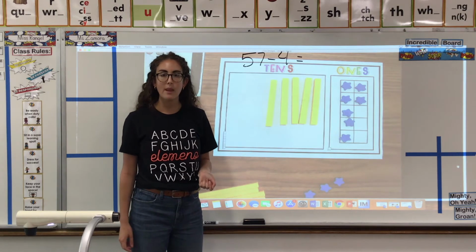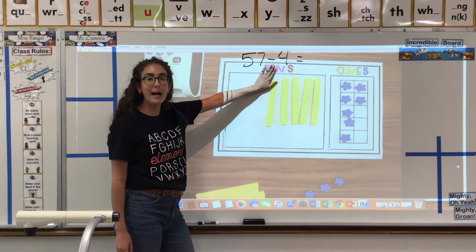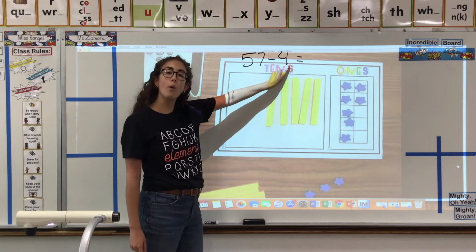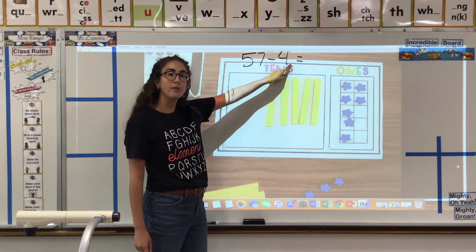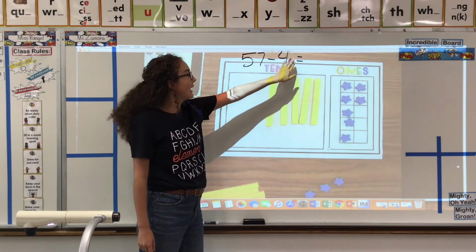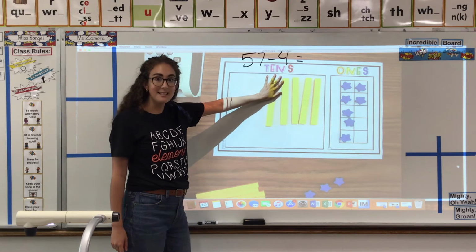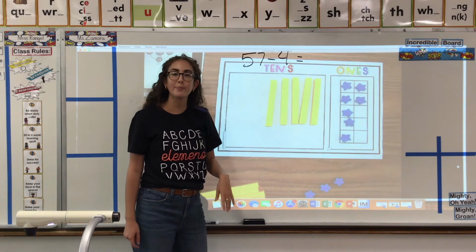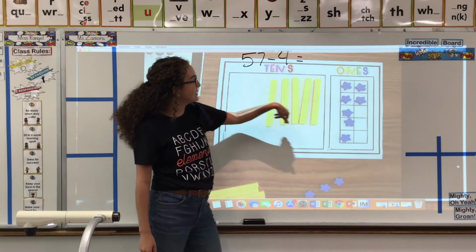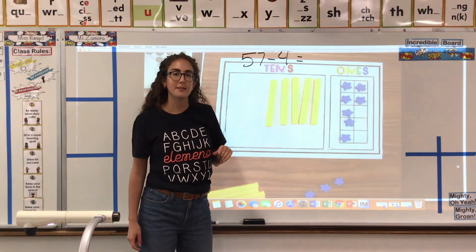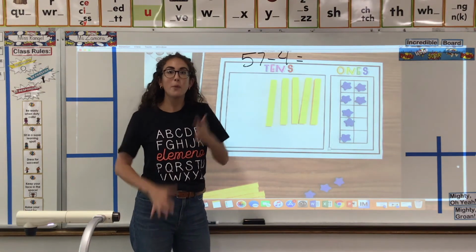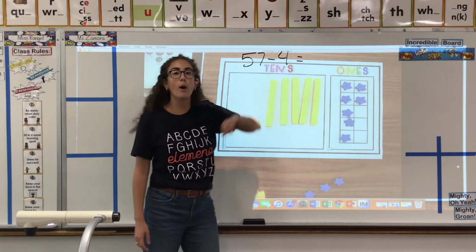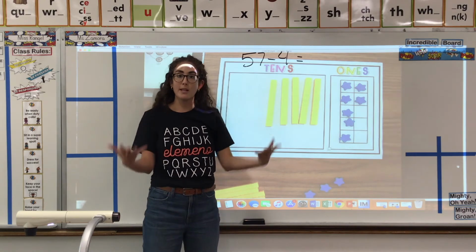57. So now when we look back up at our equation, it's minus 4. Is 4 a tenth or is it ones? Just the number 4. Are we going to take away from the tenths or the ones? We're going to take away from the ones. We're going to minus 4 from 57. So let's go ahead and do that.